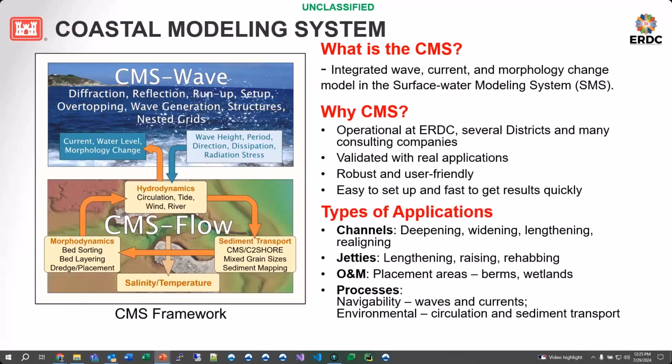Coastal modeling system, this kind of gives an overview of the different pieces. There's two main functions with CMS. There's a wave model and there is a flow model. For the wave model, it calculates wave diffraction, reflection, run-up, setup, overtopping, a lot of different processes. And as it's running, it feeds that information to our flow model. It shows that we're passing in the wave height, period, direction, dissipation, and radiation stresses that feed into the hydrodynamics.